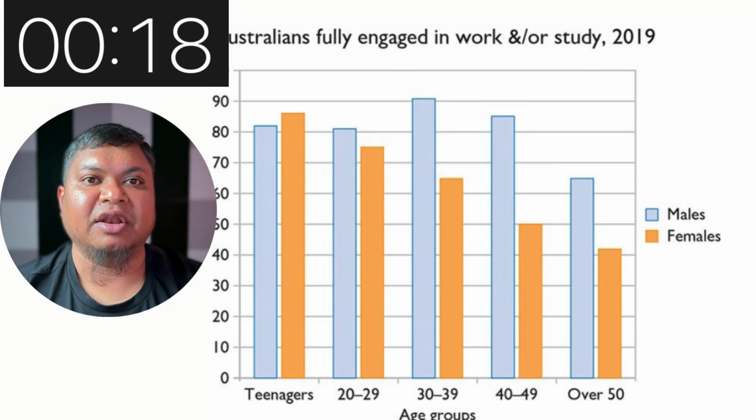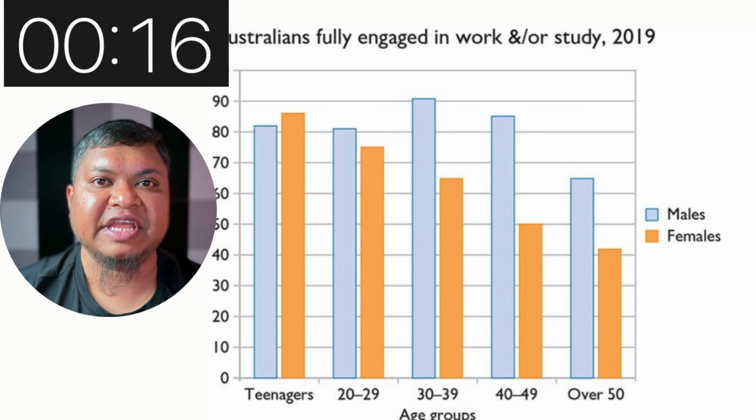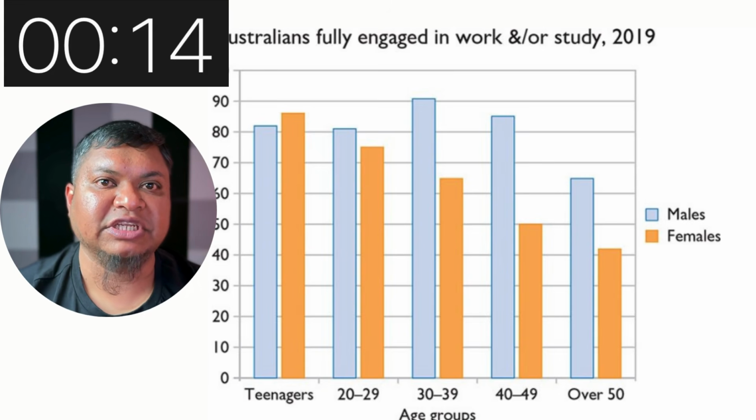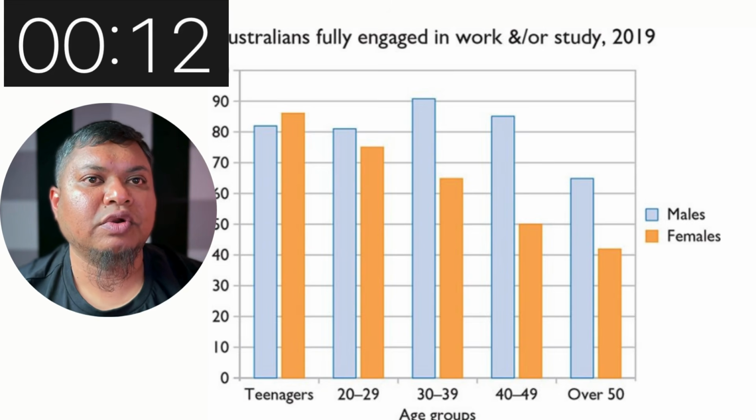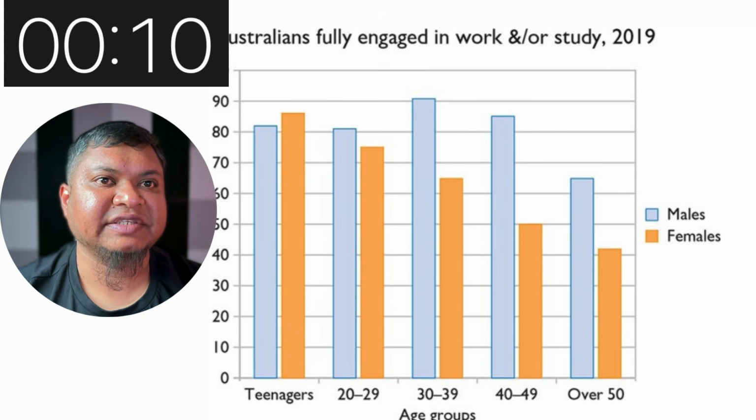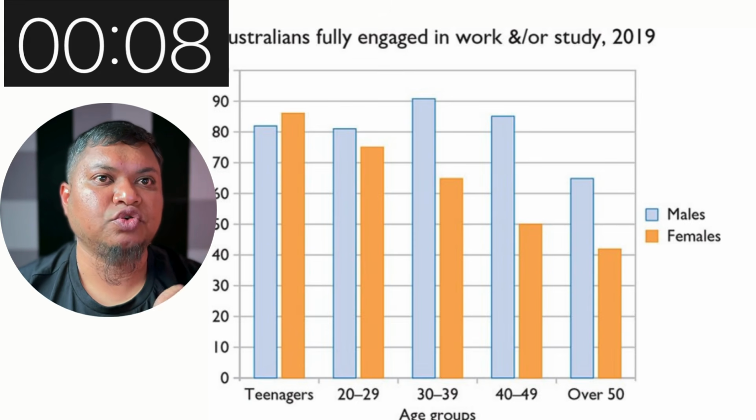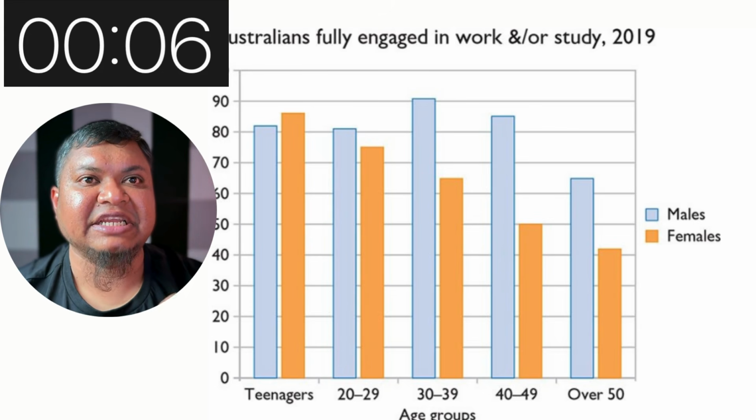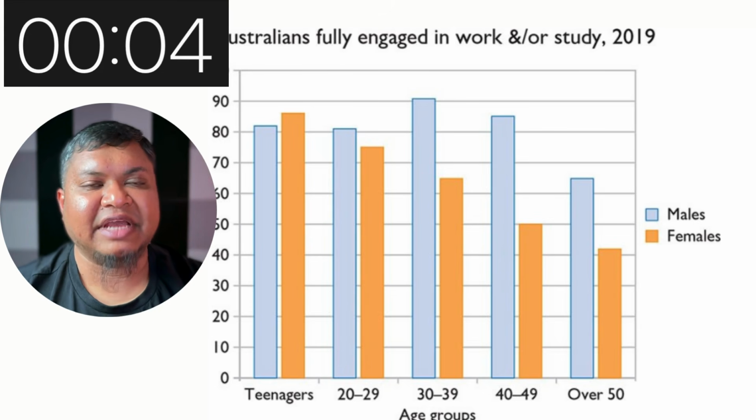On the other hand, the lowest category is over 50 for females, which is about 41%. To conclude, it should be noted that teenagers are between 82% and 85% for males and females respectively. Now that we know how to answer a bar graph, we will look into line graph.